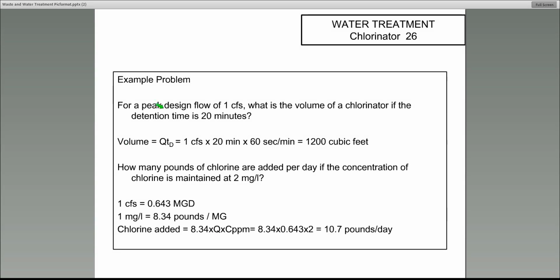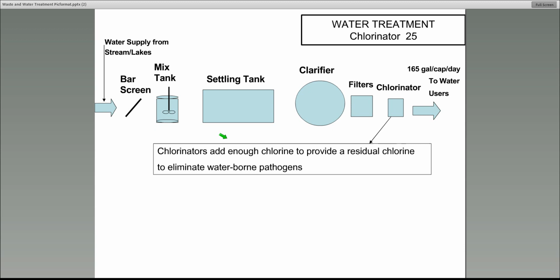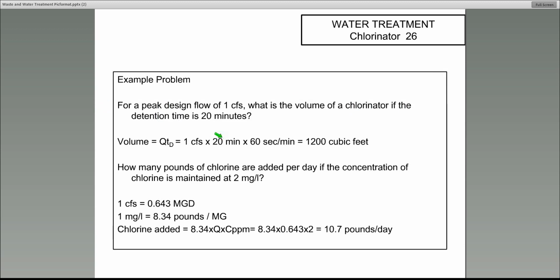For a peak design flow of 1 CFS, what is the volume of the chlorinator? So we're going to find the volume first. We're going to use Q equals V over T, detention time. It depends on how dirty the water is, but normally you're going to have a detention time of maybe 10 minutes up to 30 minutes, sometimes longer. So I'm just using an average of about 20 minutes, and you come up with 1,200 cubic feet.